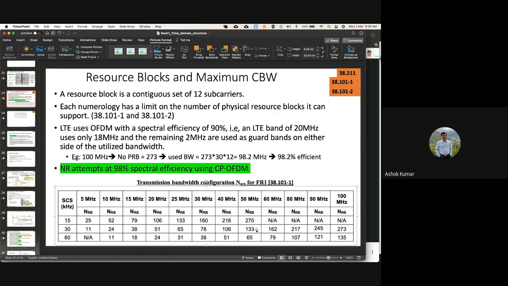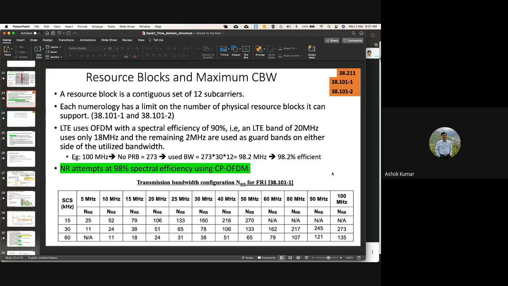Sir, there is a table that gives, for a particular bandwidth, how much guard band is required on both sides, and if you divide by 15 kilohertz or 30 kilohertz, these exact numbers come out. Yes, so there is a guard band also. This difference will be compensated by the guard band, of course. That's true.